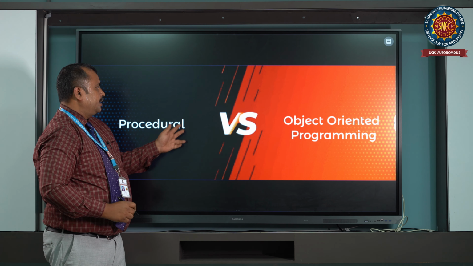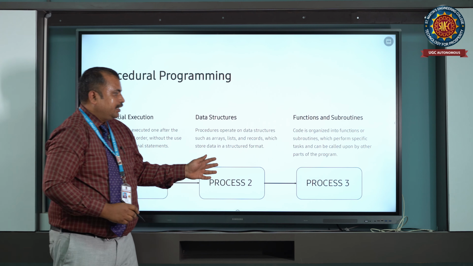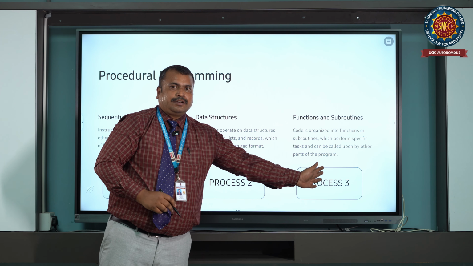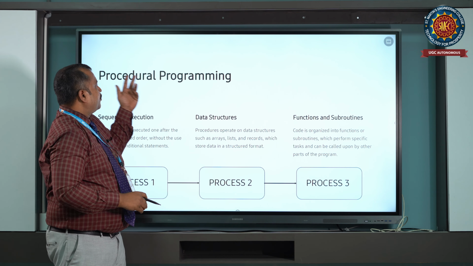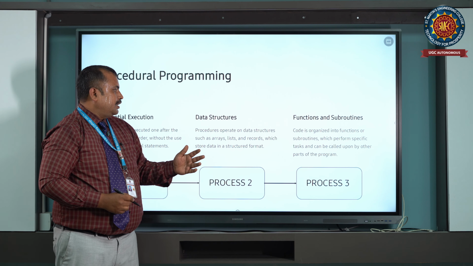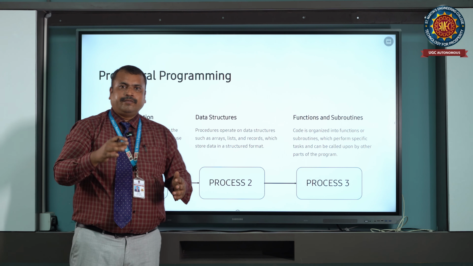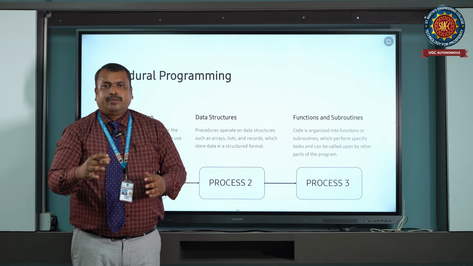Next, we will see about procedure oriented programming. It is a sequential kind of execution. Only when process 1 completes, then process 2 runs. After that, process 3 continues. Suppose any problem occurs in one of the processes, then the remaining processes cannot be executed. That is one of the disadvantages in procedural programming language. Moreover, the data structures used by procedure oriented programs, like arrays and lists, can store only homogeneous data.